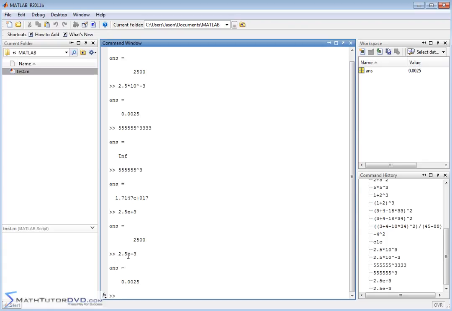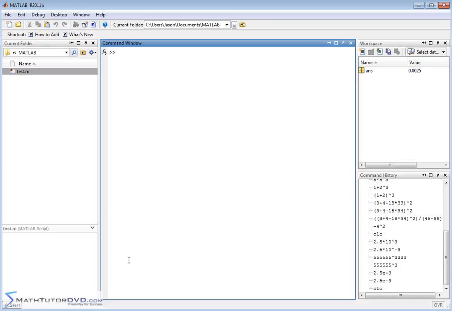Just make sure that whenever you're typing this in, you remember that this e here has nothing to do with the mathematical constant e. It means exponent, or it really means scientific notation. It means power of 10. That's typically what you see in a calculator as well. So it has nothing to do with the constant e. So let me clear the screen.